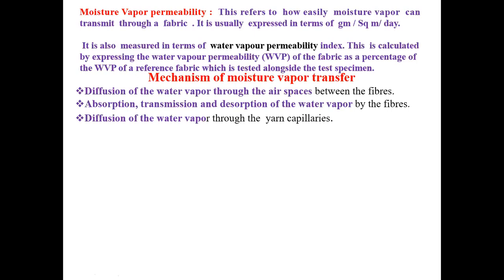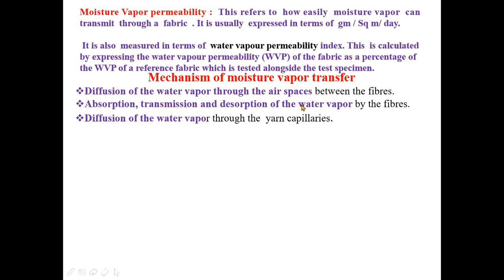Now, mechanism of moisture vapor transfer. Now let us see how the moisture vapor can transfer through a fabric. First, the diffusion of the water vapor through the air space between the fibers. We know that inside the fibers there are a lot of air spaces, so moisture vapor can easily diffuse through these air spaces. Next is the absorption, transmission, and desorption of the water vapor by the fibers. In this case, exactly what happens is that the fiber first absorbs the moisture vapor, then it transmits through the fiber, and then it desorbs the water vapor. That means the water vapor will be removed from the outer surface of the fibers.